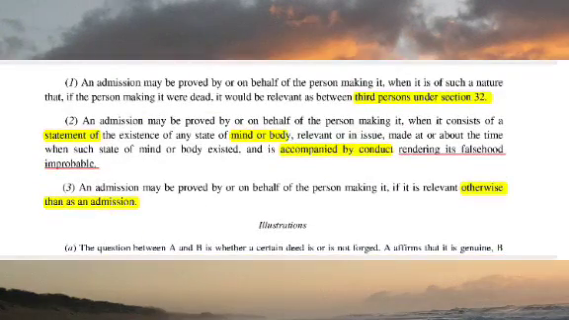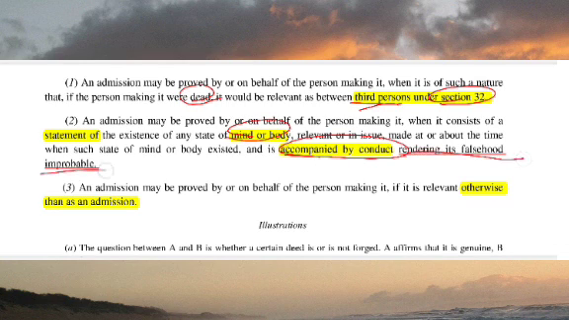But it is proof of admission against the person making them and by or on their behalf. Okay, and the following circumstances will be relevant between third persons under section 32, if it is of such a nature. Then a statement showing existence of state of mind or body, if it is accompanied by conduct rendering it false or improbable, section 14. Section 32 clause 1. Then a statement, an admission, may be proved by or on behalf of a person making it if it is relevant otherwise than as an admission.